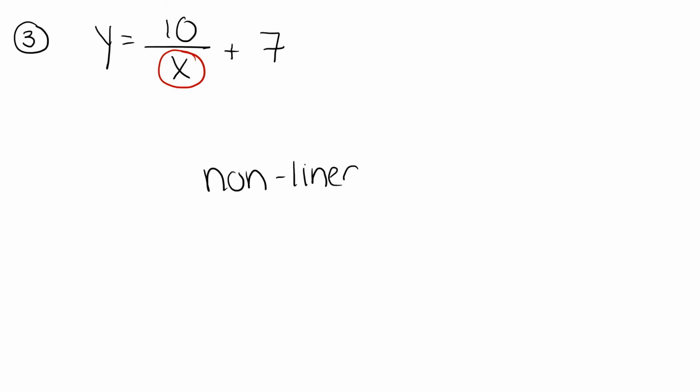For number 3, we have the problem y equals 10 over x plus 7. X is in the denominator of the fraction. X in the denominator means that we have a non-linear equation. X can be in the numerator. If it was x over 10, that would be an acceptable equation.